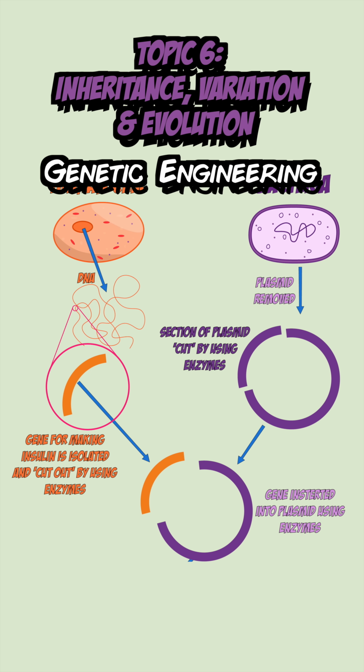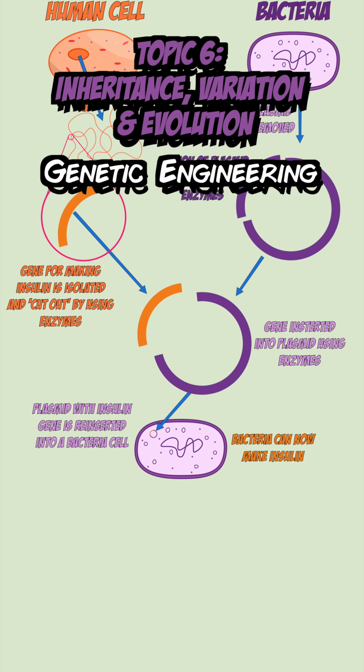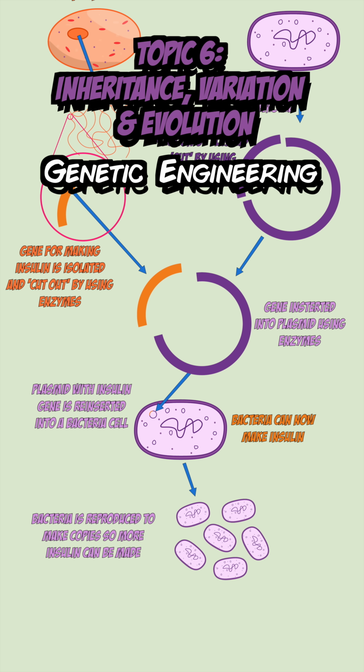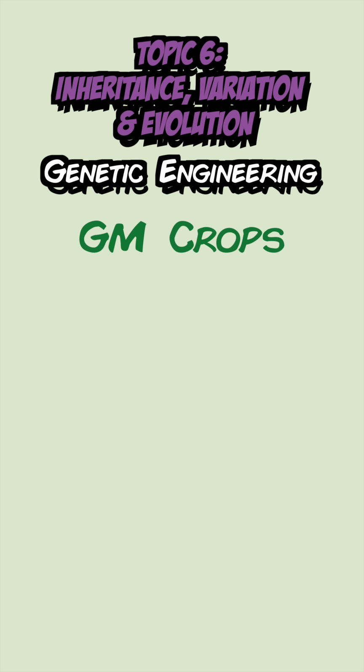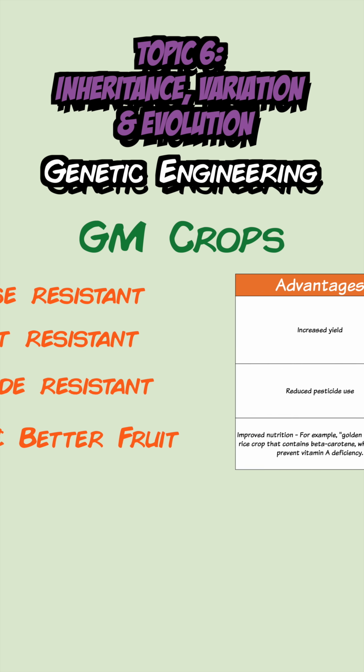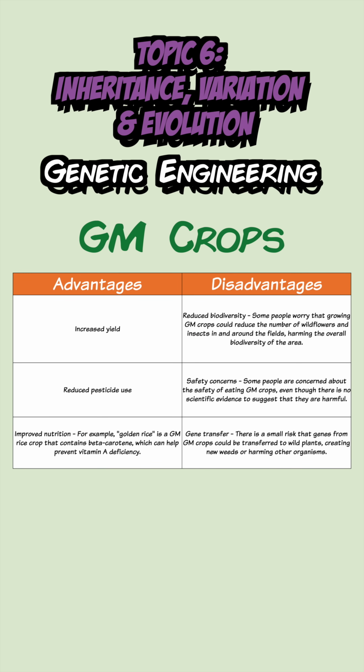The plasmid is known as a vector, and you can also use a virus as a vector for the same purpose. Now you can put the plasmid back into the bacteria cell, and now the bacteria cell is able to make insulin. So you can allow them to reproduce so even more insulin can be made. This method can also be used to make genetically modified crops which are resistant to disease, insects or herbicides, or even ones that make bigger and better fruit. But there are both advantages and disadvantages to using this method.